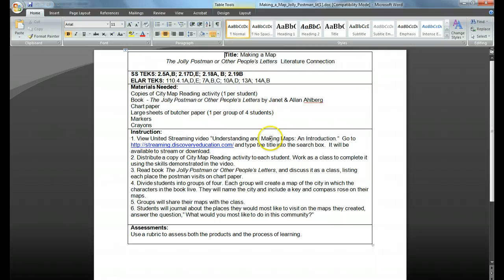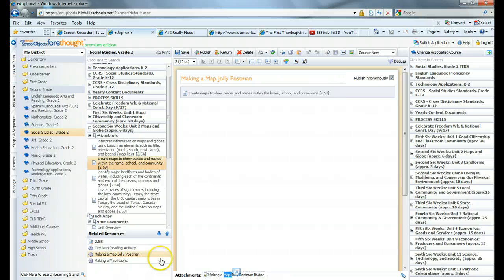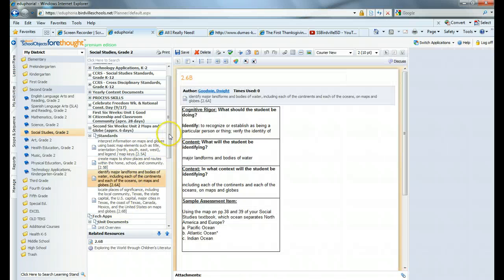The book is called The Jolly Postman, or Other People's Letters. And basically, you distribute a copy of the city map activity to each student, which is what we just talked about. They read that book, and they discuss it as a class, and the groups share their maps. So all this goes together. All this is placed here so that you'll be able to look at that. And here's a rubric of the map. So this is all one big activity, so you can decide if that's something you're interested in.